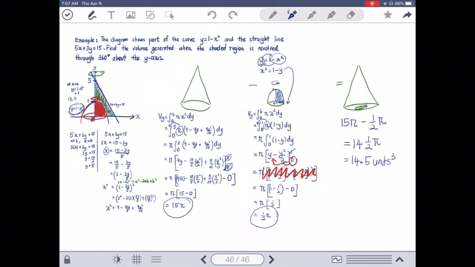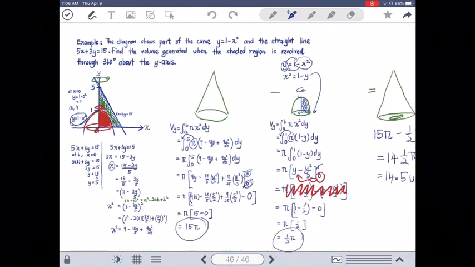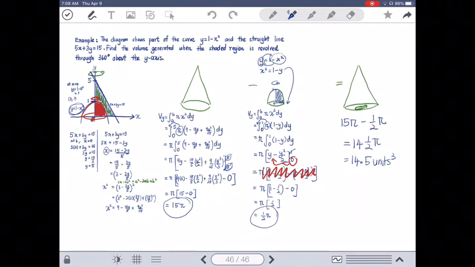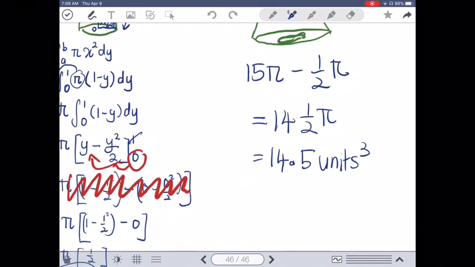Some of you might think, why do we need to use the word units? Because it is not given that the height or the length of the cone is in centimeters or in meters. So if it's not given any units, we just call it units. And why is it to the power of 3? Because this is volume. Okay.